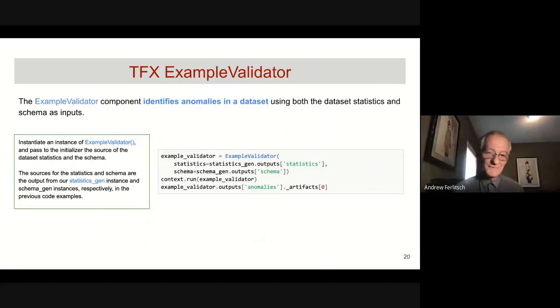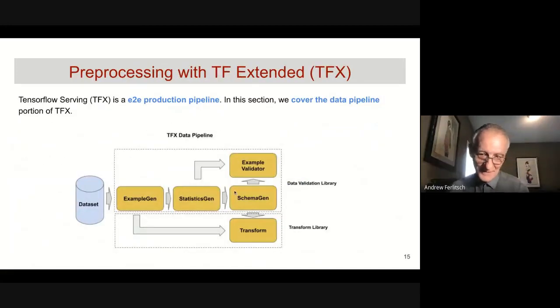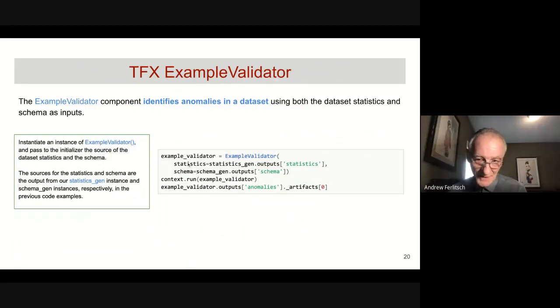Okay, now we're ready for example validator. This component is a little different in that it needs 2 inputs. Go back to the diagram. It needs the schema and the statistics. So when we instantiate this, we're going to have to specify both these outputs. Go back and see that, and there we are. So we have 2 inputs, the statistics and the schema, and of course they're the outputs of the corresponding components. Instantiate it, now we can run it. Okay, and then the output of that is going to be in the dictionary key anomalies under artifacts.